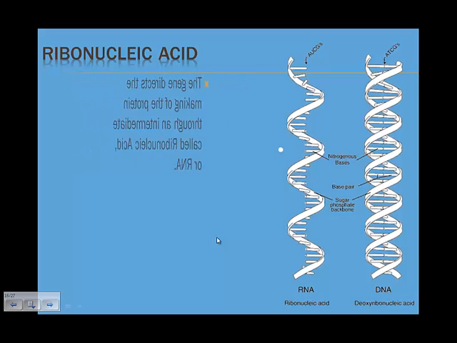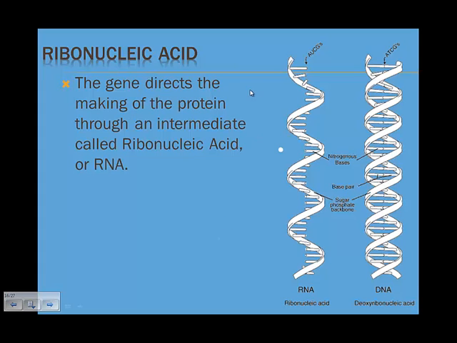All right, so the gene directs the making of the protein through this intermediate called the ribonucleic acid. DNA cannot leave the nucleus. First of all, it's too large, fortunately, because if DNA left the nucleus, it would be disastrous. If your template leaves the cell, you just lost all your information. And so there's a template. So RNA acts as this template.